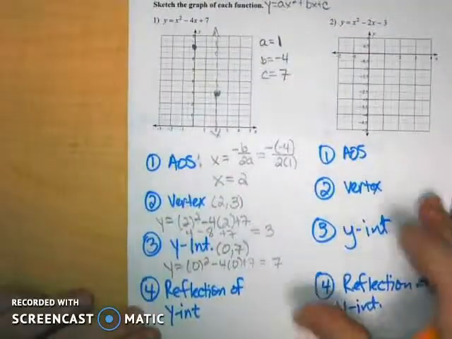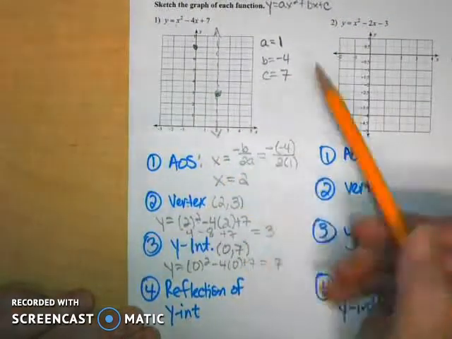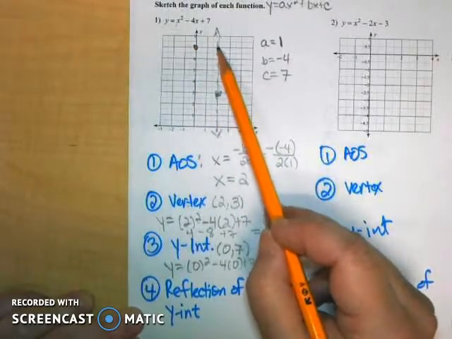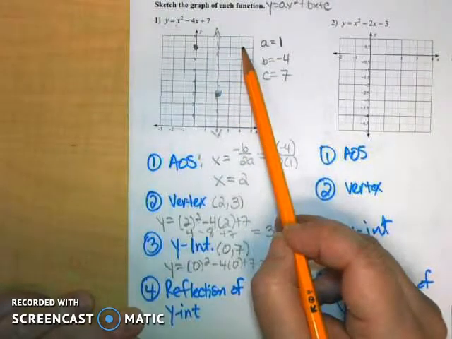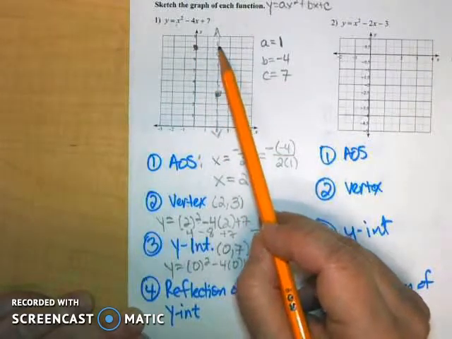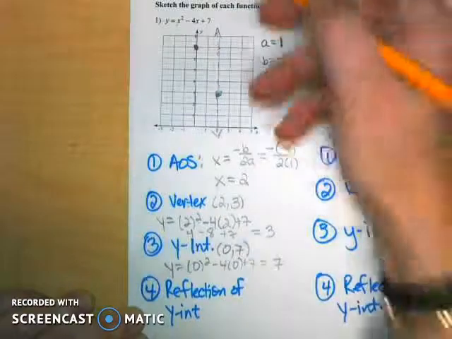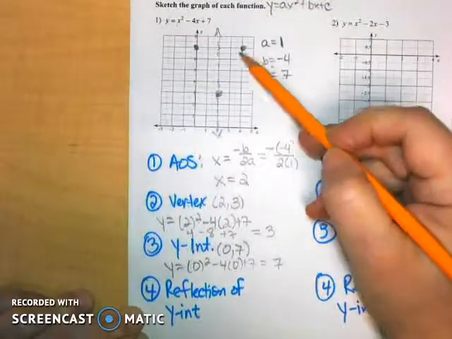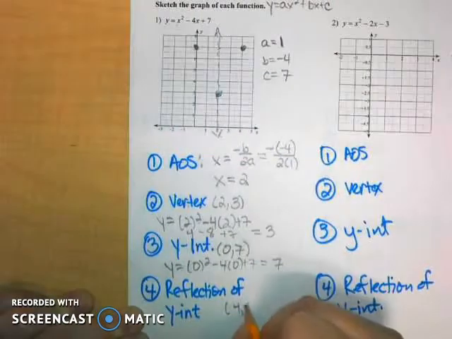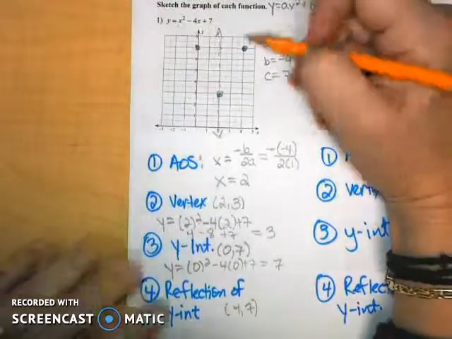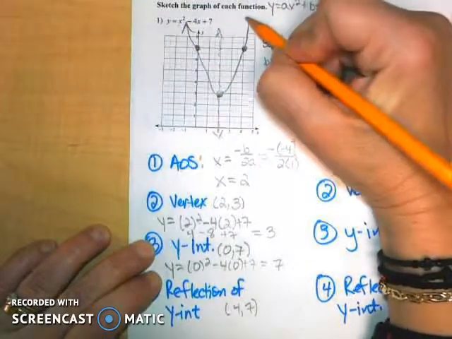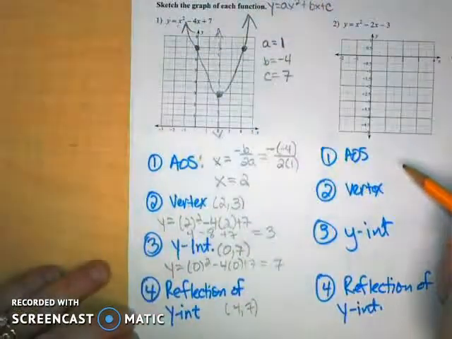Next, I need to find the reflection of the y-intercept. Now you may recall that this is equidistant. My y-intercept point is equidistant to its reflection point on the other side of the axis of symmetry. So if this is 2 units away from the axis of symmetry, then its reflection is going to be 2 units to the other side over here. And that happens to be 4, 7. So 4, 7. Now I'm ready to just graph my quadratic through these given points, and I have everything labeled, and I'm done.